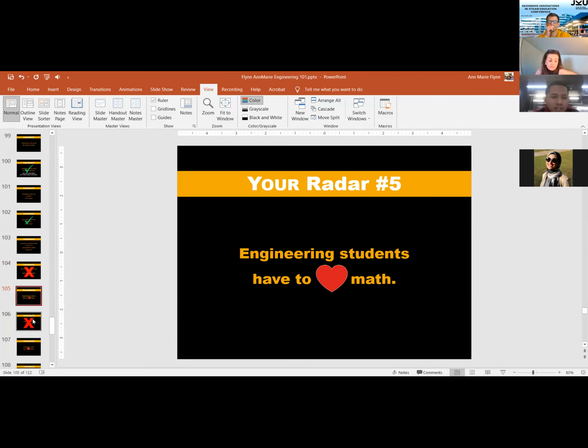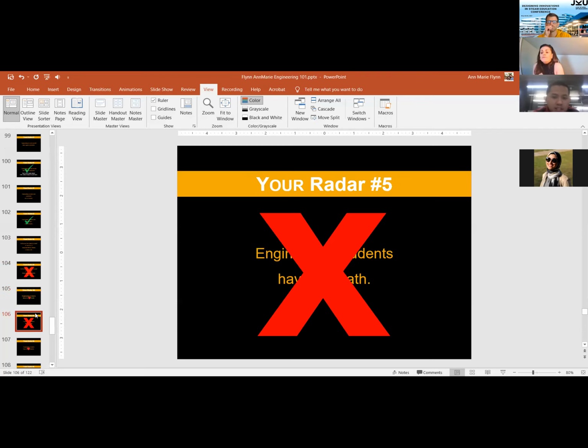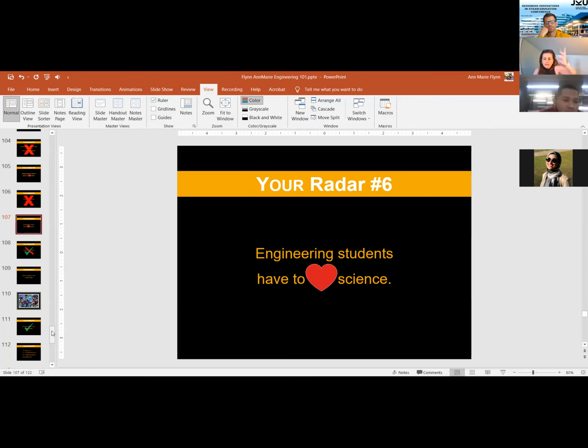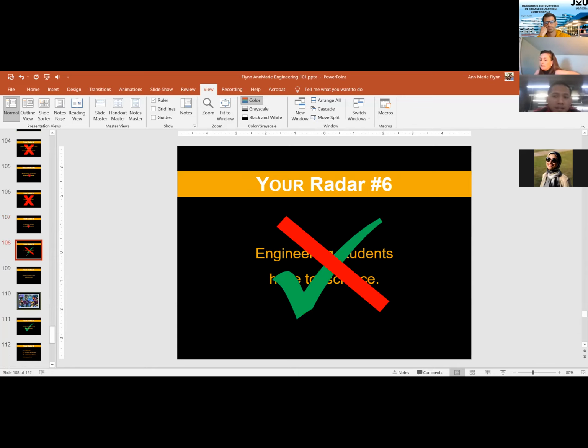Engineering students have to love math. No, you have to be able to do math. It helps if you like math, but I have had tons of students that actually hate math as engineering students. You have to be able to do it. Engineering students have to love science. The exact same thing is true. It's chemistry and physics; biology doesn't come into it so much. That's yes and no. You have to like science.